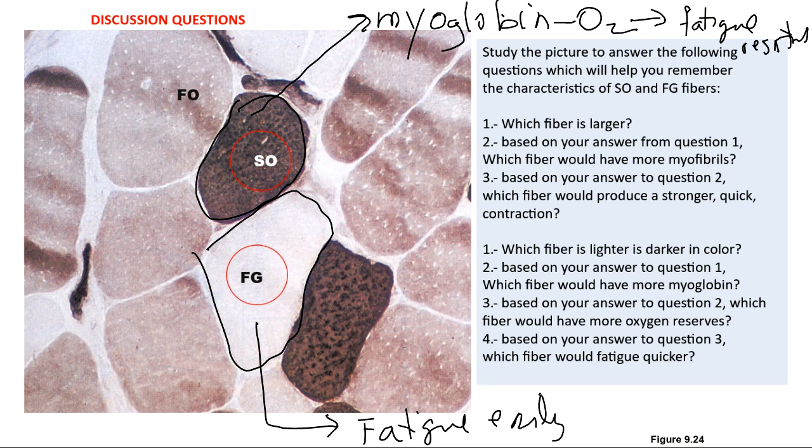Okay. Second thing is the fast glycolytic is bigger than the slow oxidative. If it's bigger, it means it has more myofibrils. If it has more myofibrils, that means that it can give us a stronger contraction.